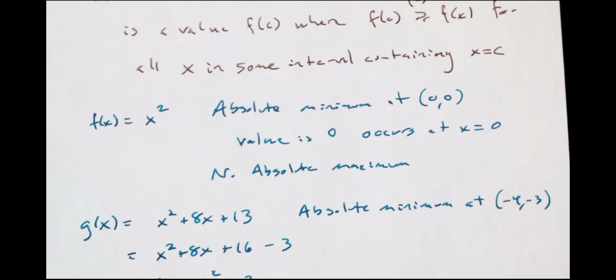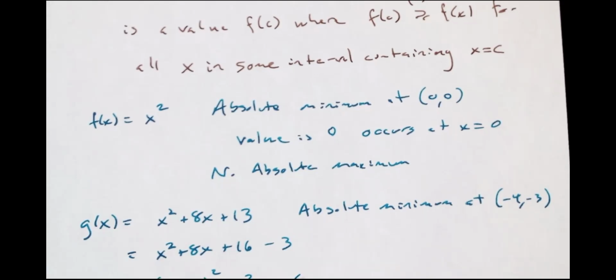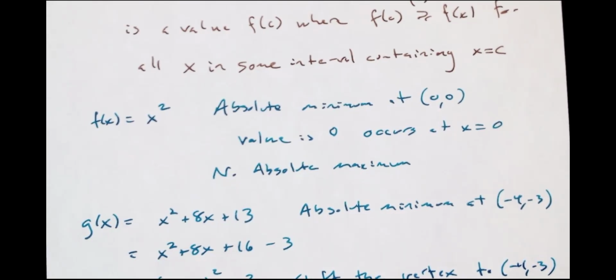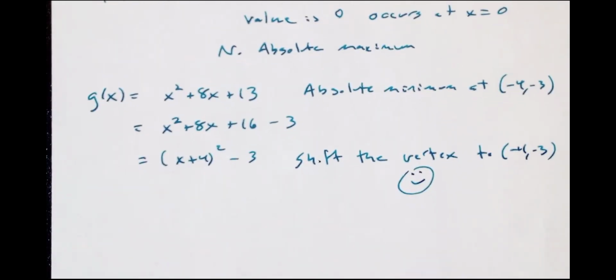So I have my parabola whose minimum was at 0, 0. I move it 4 units left. It's at -4. I go down 3. It's at -3. And that vertex is the lowest point on my parabola. It was at 0, 0, and now it's been moved over.